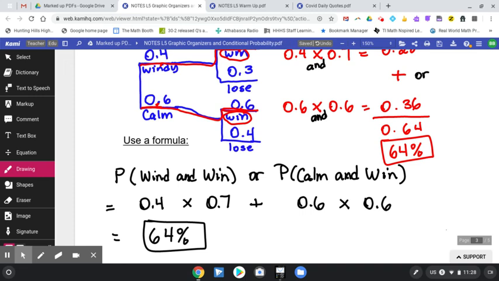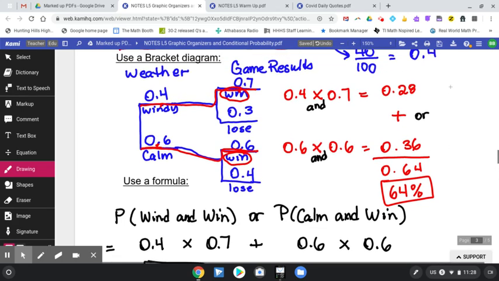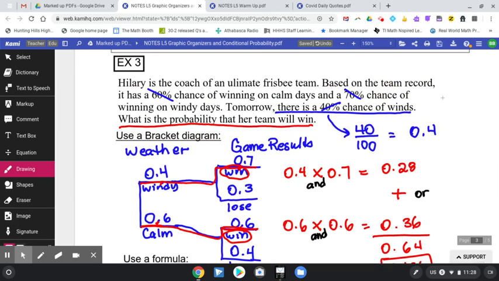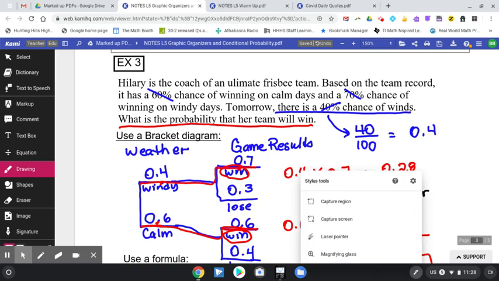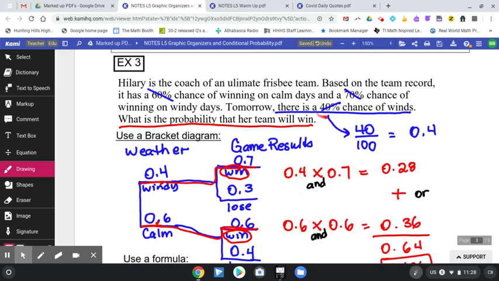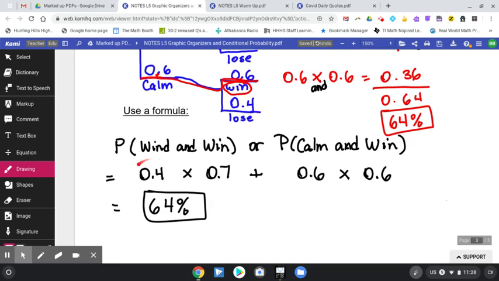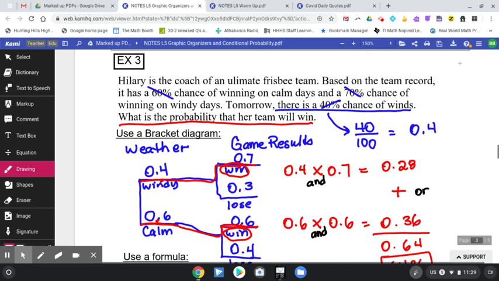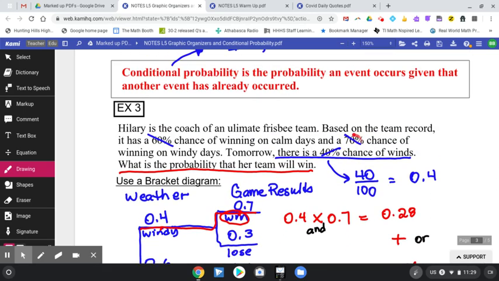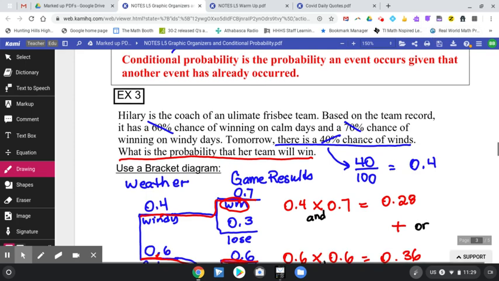So it's not a bad one with the formula if you are a careful reader. And you do have to make sure you understand the complements that are in there. So for example, here where it says 40% chance of wind, that's telling us that it's 40% chance of being windy, but it also tells us there's a 60% chance that it isn't windy. And then careful reading to make sure we get the 70 and the 60 in the right spots.